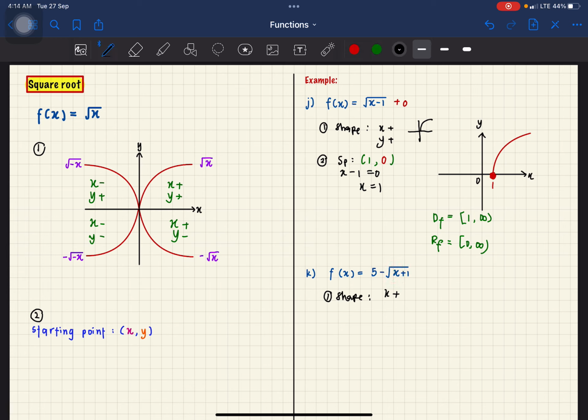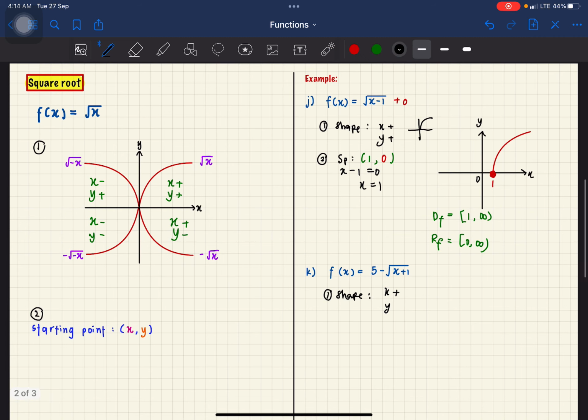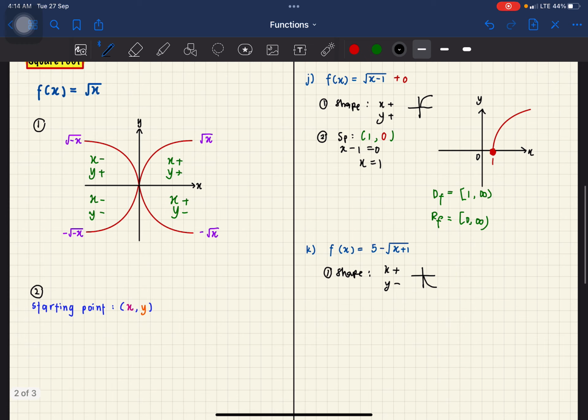Okay, and then for Y pula, awak kan tengok dekat luar square root tu, apa dia punya simbol. So sekarang ni luar square root simbol dia adalah negatif. So buatlah dekat sini Y negatif. Okay, so bila X positif, Y negatif, maksudnya dia dekat kuadran yang keempat. This one. So your basic shape is gonna look like this. Okay, so saya lukis basic shape saya macam ni. Okay, settle.